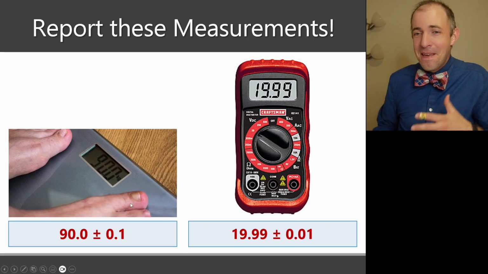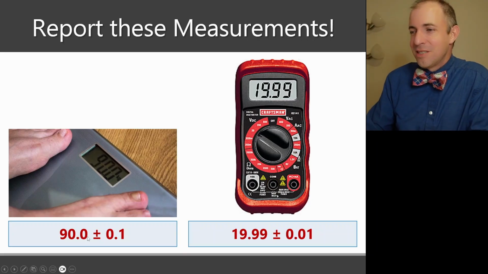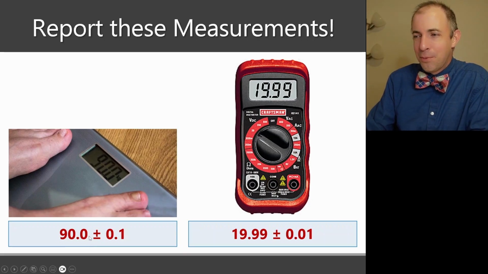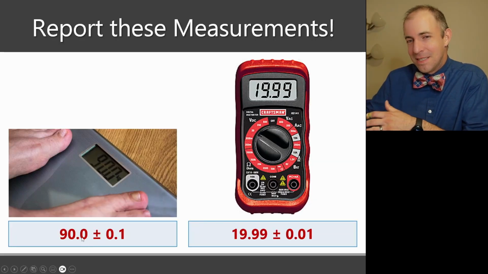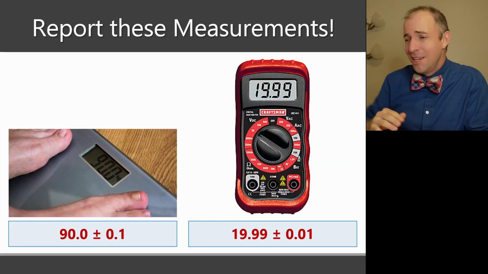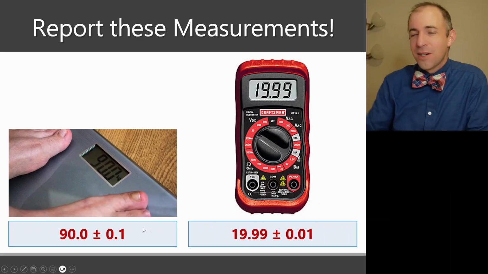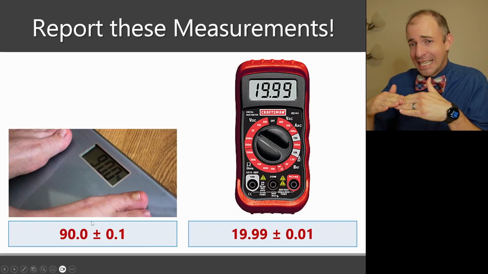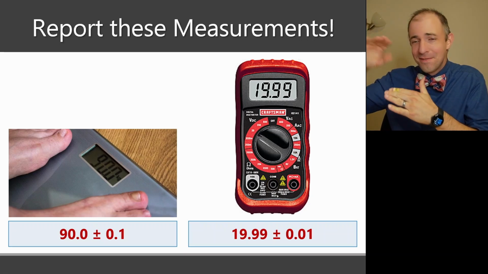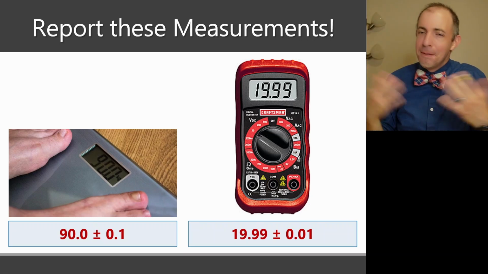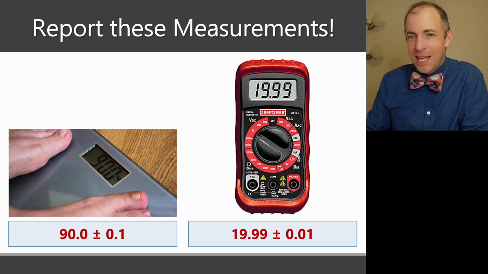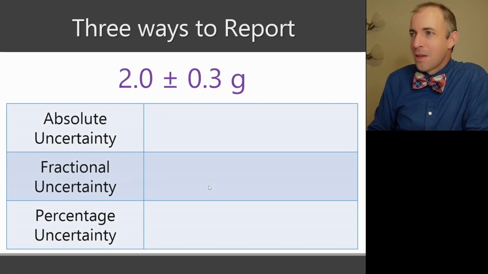Now I want to point out this is a pretty generous uncertainty. Technically, this 90.0 could be 90.05 and down or 89.95 and up. This uncertainty is giving us 89.9 to 90.1. So that's a little bit wider range, but that's okay. We'd rather be generous with that uncertainty than stingy.